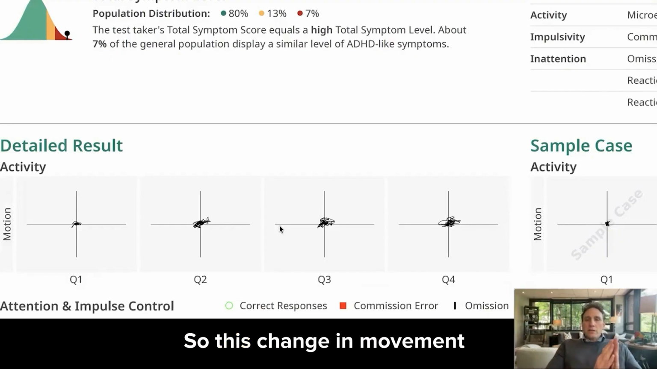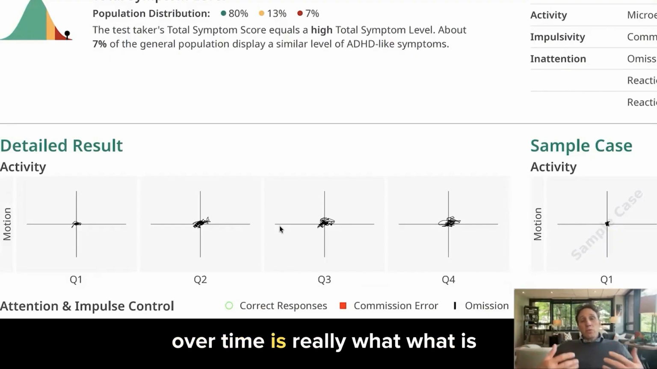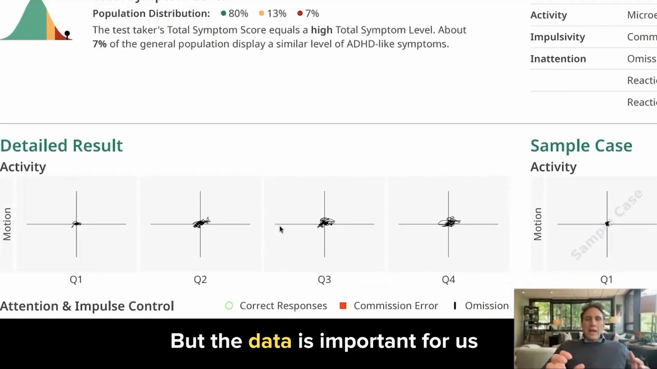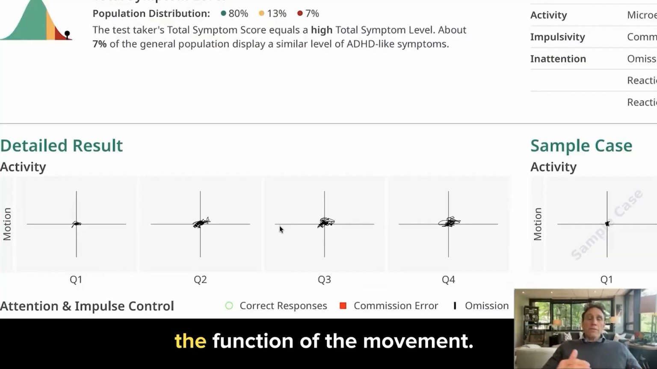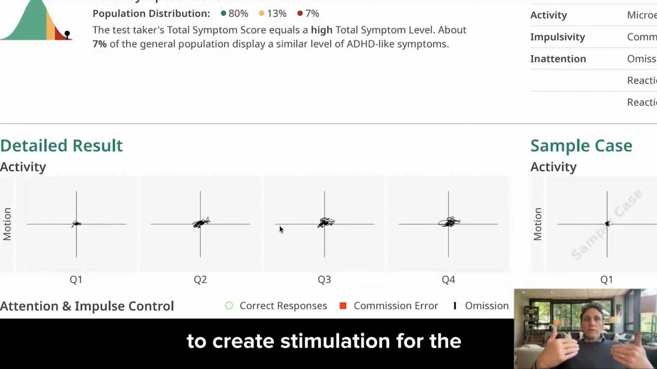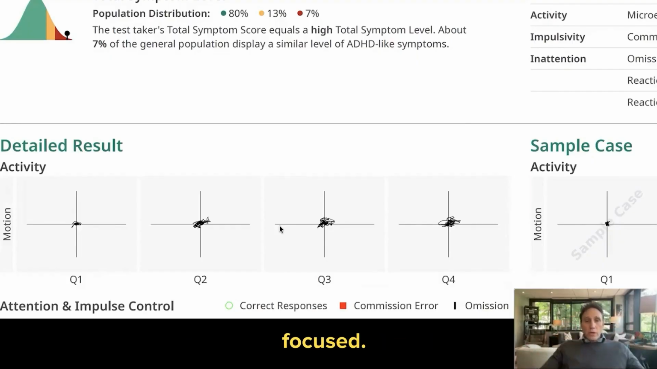So this change in movement over time is really what is most important. Most folks are not concerned about hyperactivity, but the data is important for us because it helps us recognize the function of the movement. And in this case, it's clear that the function of the movement is to create stimulation for the purpose of staying more focused.